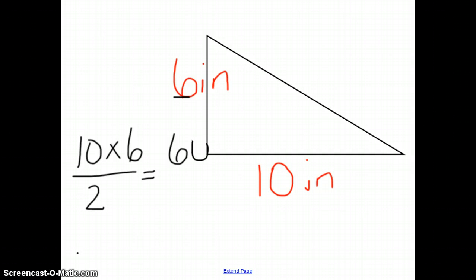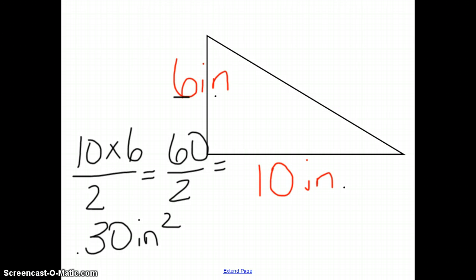We have 60 over 2, which ends up being 60 divided by 2 is 30. We're using inches, and we took our base times height, so inches times inches. So our answer would be inches squared.